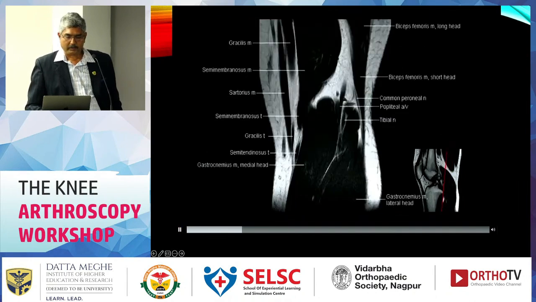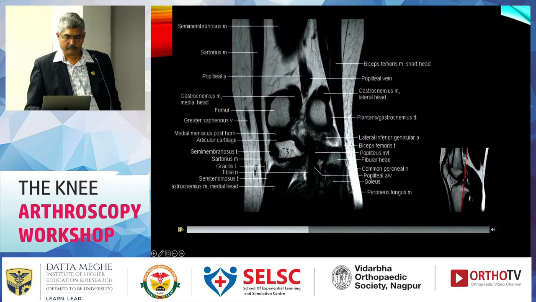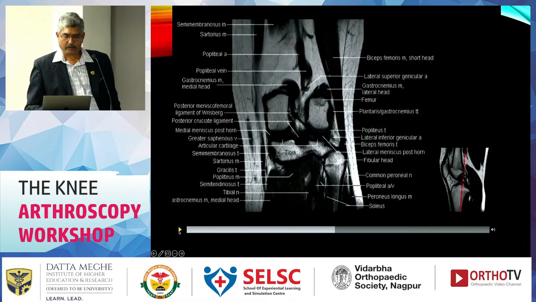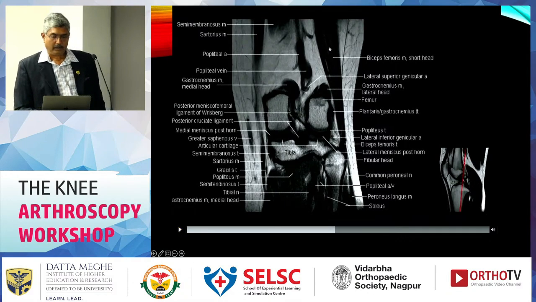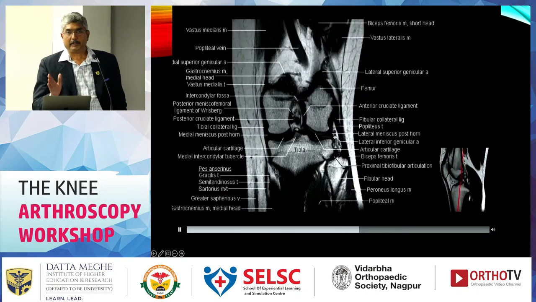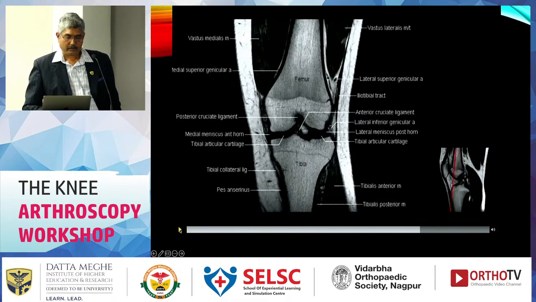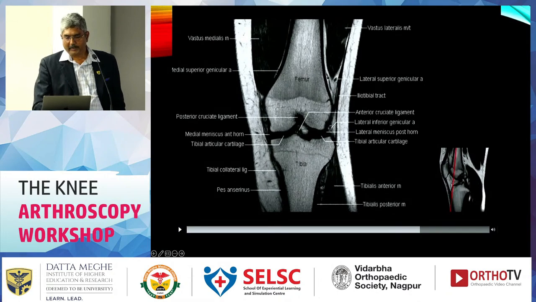Here concentrate on the lateral aspect. This one is the biceps femoris tendon, which is getting inserted in the fibula. And what is seen here, which is medial to the lateral collateral ligament or the fibular collateral ligament, is the popliteus tendon. So the popliteus tendon is medial to it. Anteriorly, what one can see is the iliotibial tract. So anatomy is real simple.